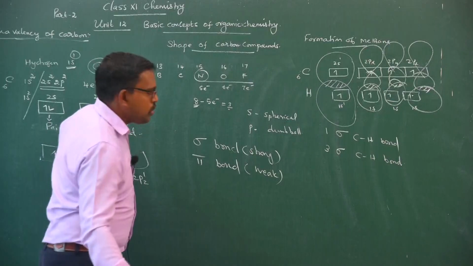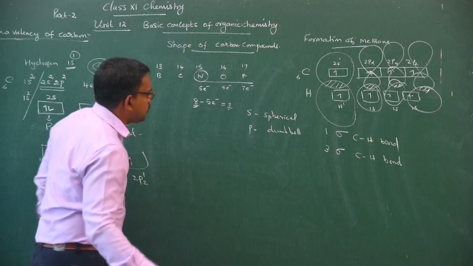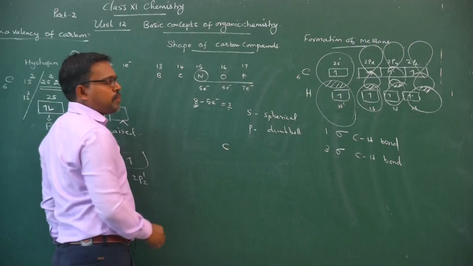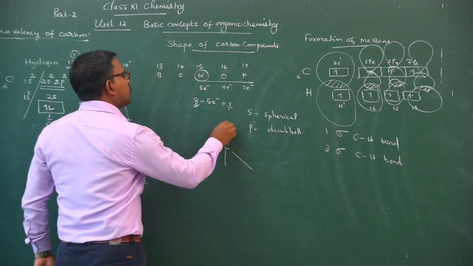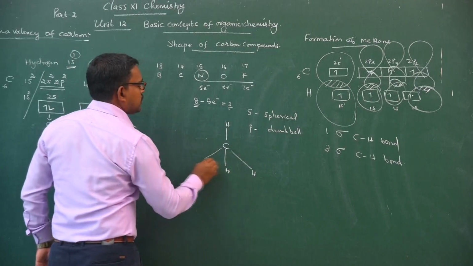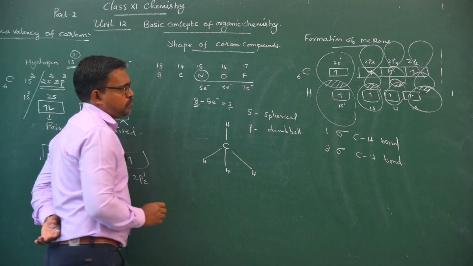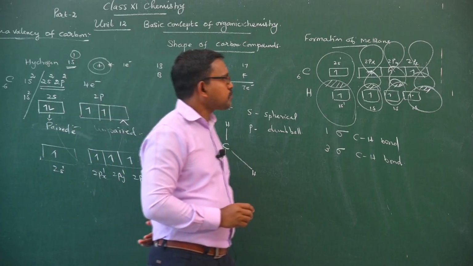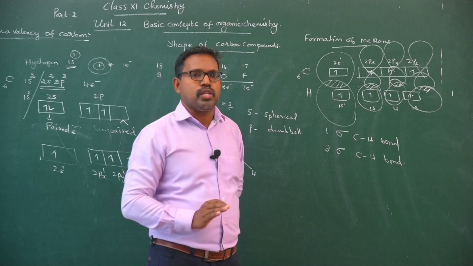Now, structurally it is explained like this. Listen: 1 carbon atom, 4 CH bonds, H, H, H, H. So the shape of the molecule and hybridization: how many orbitals are involved in the bond formation?